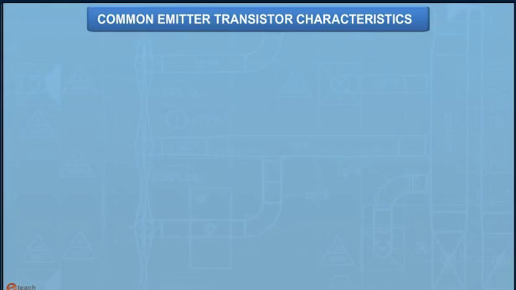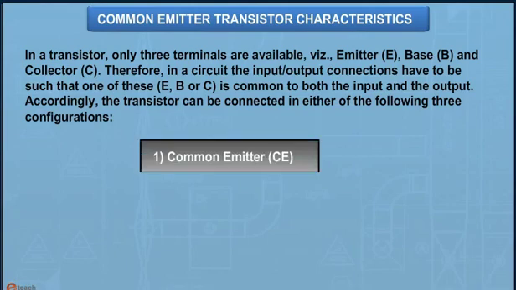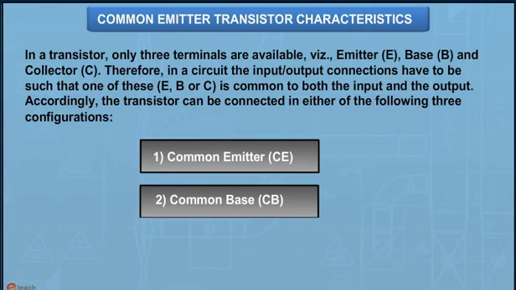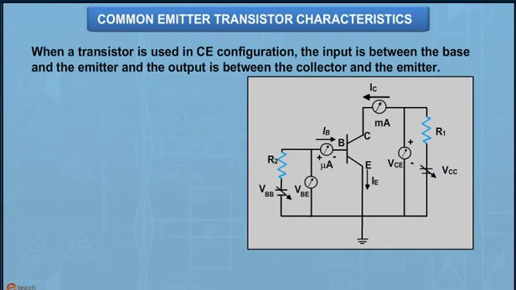Common emitter transistor characteristics. In a transistor, only three terminals are available: emitter, base and collector. Therefore, in a circuit, the input or output connections have to be such that one of these, E, B or C, is common to both the input and the output. Accordingly, the transistor can be connected in common emitter (CE), common base (CB), or common collector (CC). When a transistor is used in CE configuration, the input is between the base and the emitter, and the output is between the collector and the emitter.